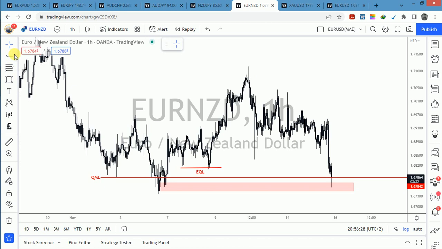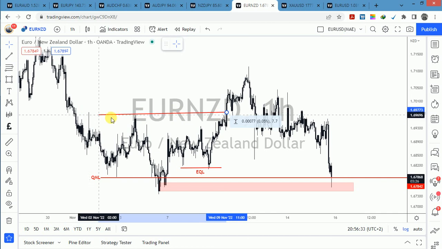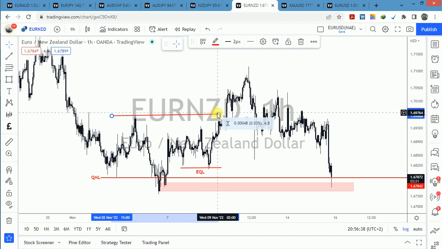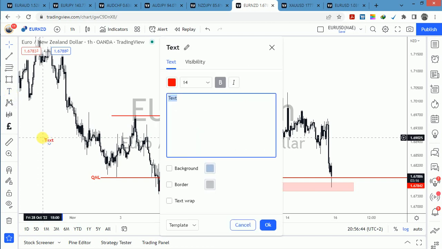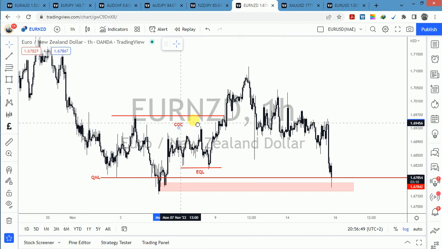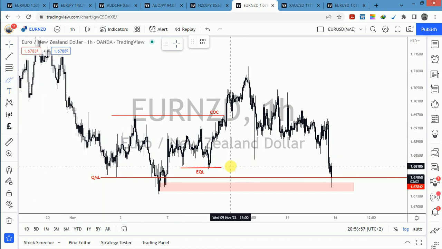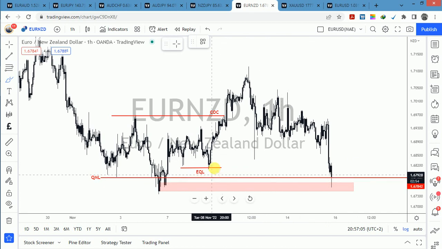Okay, so before we identify the order block, let me show you these. This is a change of character, right? There's a change of character. COC, change of character here. So if we change direction per se, then we need to come back, use one of the order blocks here, or use a demand zone here before it can continue to go up.